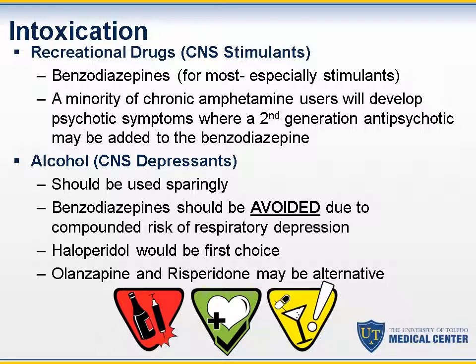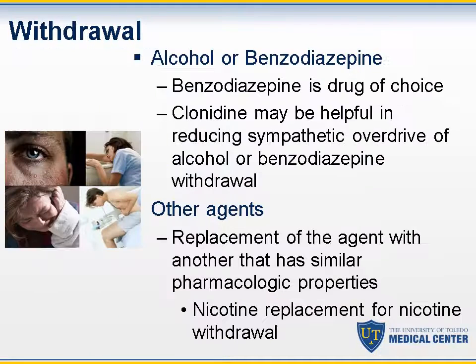If we have a patient that's intoxicated from alcohol, which again, remember, is a CNS depressant, most of the time we want to just let the alcohol wear off on its own, and medication should be used very sparingly. Benzodiazepines, as we discussed before, should be avoided because of the increased risk of respiratory depression. If we need to treat, we should use haloperidol as our first choice, and olanzapine and risperidone could be an alternative agent.